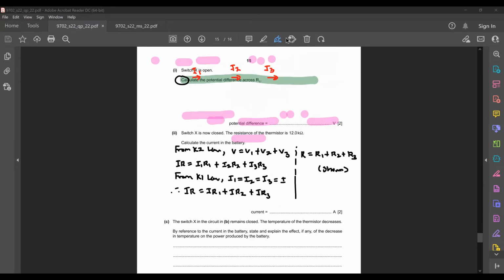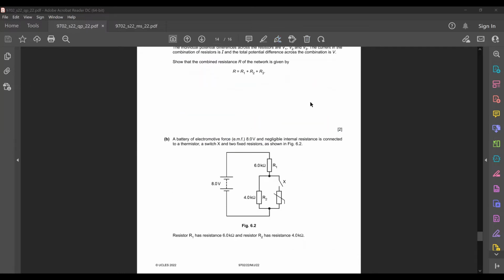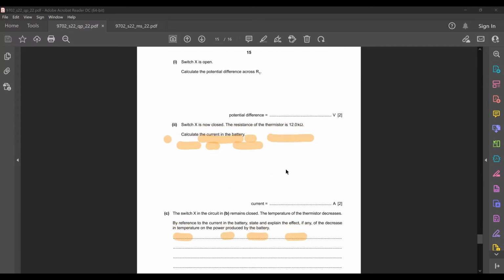Okay, part B is something else. This one will be something like a potential divider. Now for part B, a battery of EMF 8 volts and negligible internal resistance is connected to a thermistor, a switch X, and 2 fixed resistors as shown in the figure below. Resistor R1 has a resistance of 6 kilo ohm and resistor R2 has a resistance of 4 kilo ohm. Switch X is open, calculate the potential difference across R1.